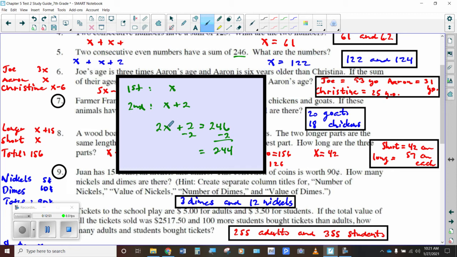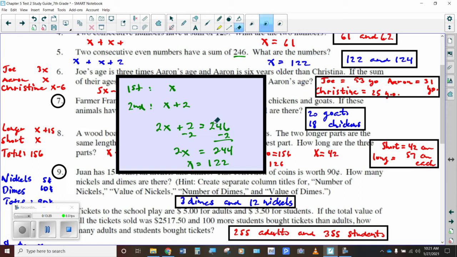So the 2 x's must have been 244, because 244 plus 2 is 246. And then what do you multiply times 2 to give you 244? Well, we can do that, right? What's half of 244? That is 122. That means the first number had to be 122, and the second one must be 124, right? Because that's the next even number after 122. And when you add those 2 numbers together, you get 246. So we know we've got the correct answer.